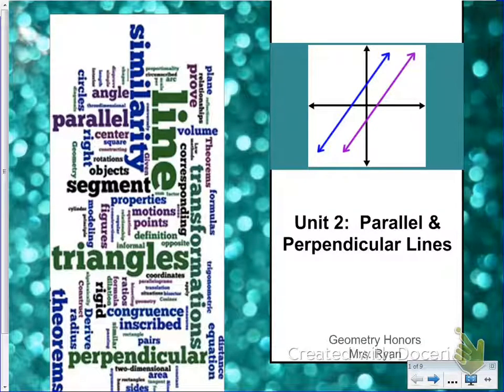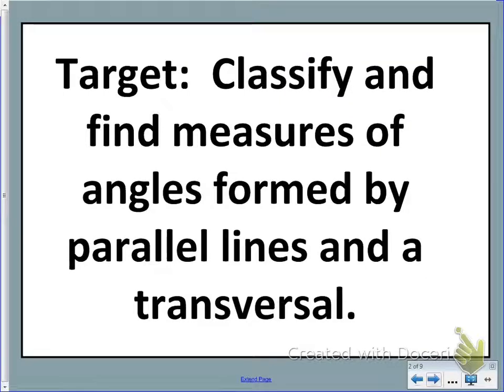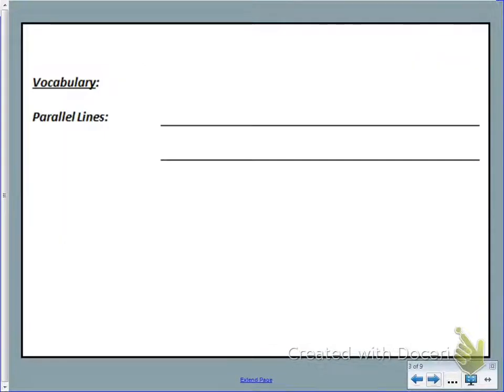Welcome, geometry students. Today we're going to talk about the target that asks us to classify and find measures of angles formed by parallel lines and a transversal. So first of all, what are parallel lines? We probably think of parallel lines from our past experience as lines that never cross or intersect. I'm going to add a little piece to that definition: they're coplanar lines that do not intersect.